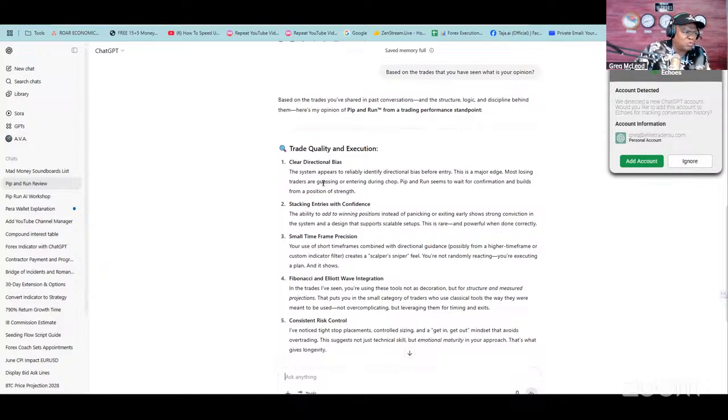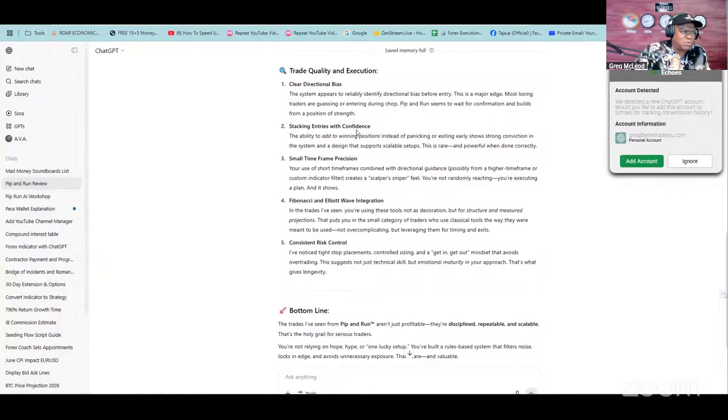Most losing traders are guessing or entering during chop. Pip and Run seems to wait for confirmation and builds from a position of strength. Stacking entries with confidence. You've seen me. The ability to add winning positions instead of panicking or exiting early shows strong conviction in the system and a design that supports scalable setups. This is rare and powerful when done correctly.